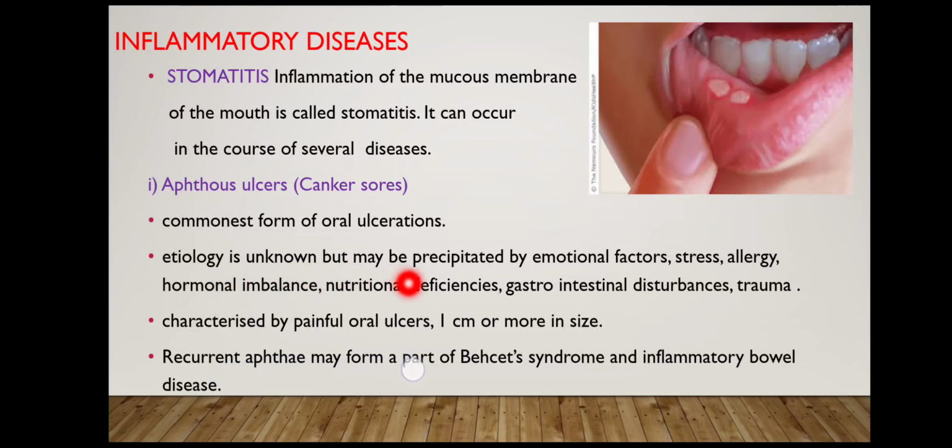The cause is unknown but may be precipitated by emotional factors, stress, allergy, hormonal imbalance, nutritional deficiencies, gastrointestinal disturbances, and trauma. It is characterized by painful oral ulcers not more than 1 centimeter in size. Recurrent aphthae may form a part of Behçet syndrome and inflammatory bowel disease.